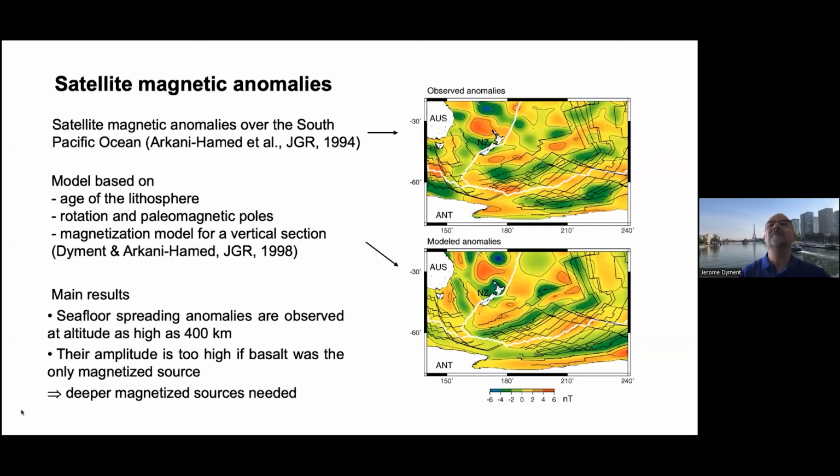And one of the problems is you have to put in a strong magnetization. If you assume only the basaltic layer of 1 kilometer, you have to assume magnetizations as high as 20 ampere per meter to fit the model and the observations, which is much too high for all the oceanic basalt, which would be okay for ridge axis basalt.